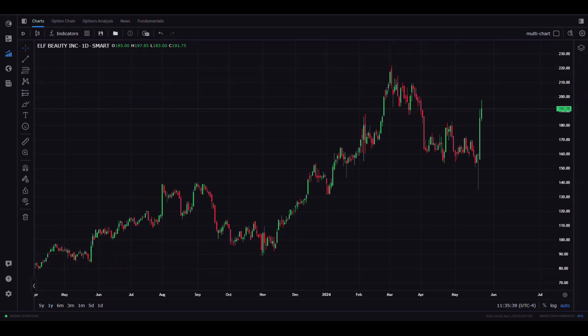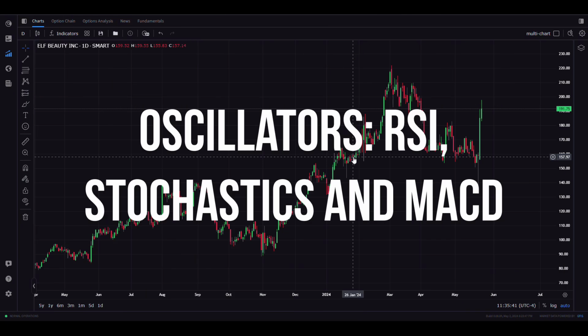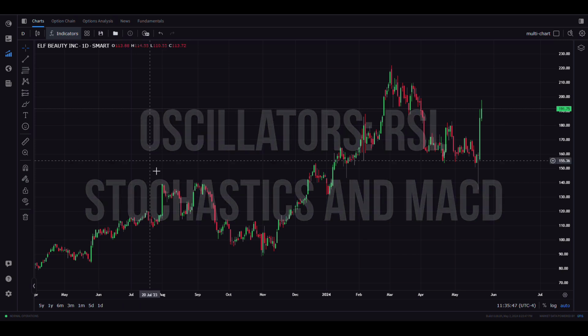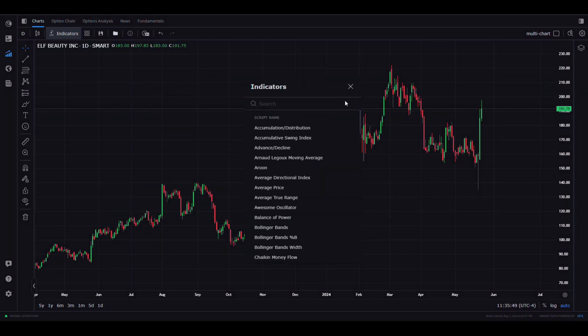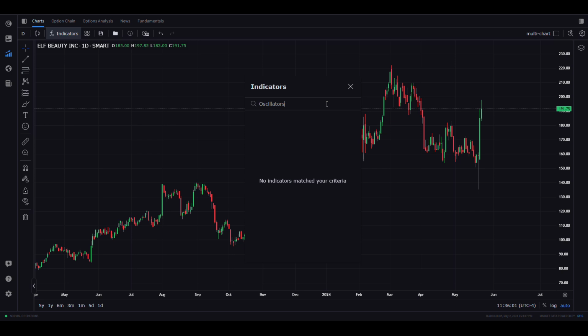Lesson 2. Oscillators, Relative Strength Index, Stochastic Oscillator, and MACD. Welcome to Lesson 2 of Section 3, Technical Indicators. In this lesson, we will explore 3 popular oscillators used by traders and investors for analyzing market momentum and identifying potential trend reversals: the Relative Strength Index, or RSI, Stochastic Oscillator, and Moving Average Convergence Divergence, MACD.